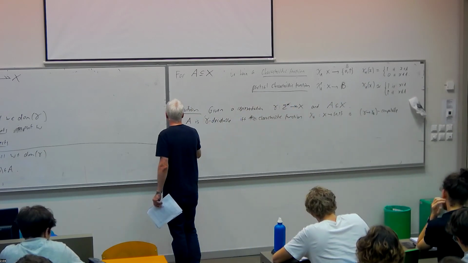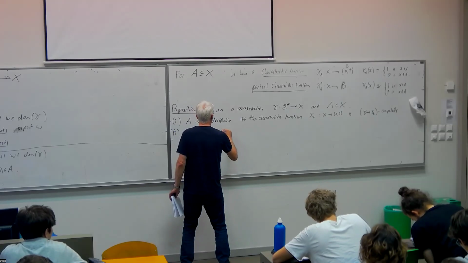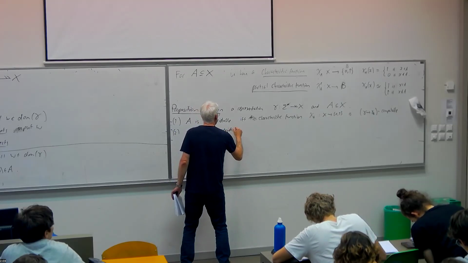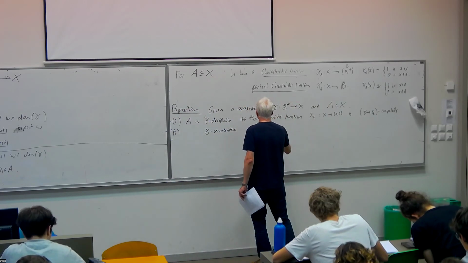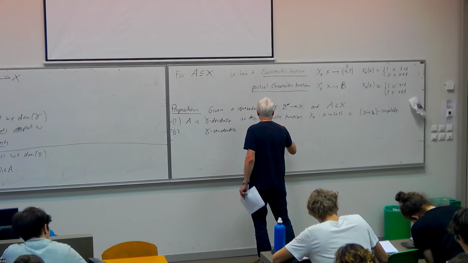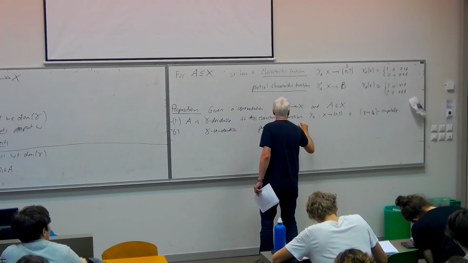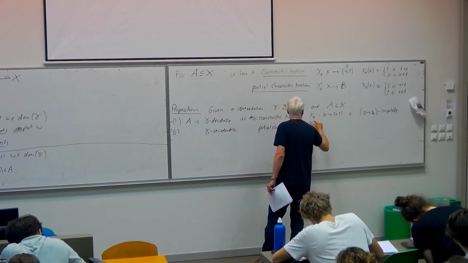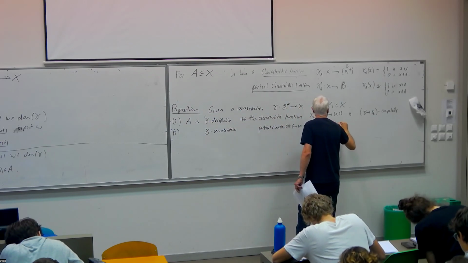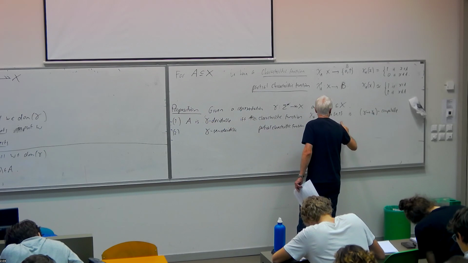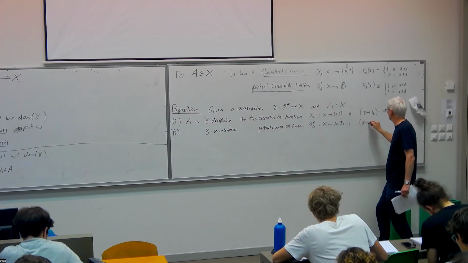And the second statement says that A is gamma semi-decidable if and only if its partial characteristic function chi p A from x to the Booleans {0, 1} is again gamma computable.